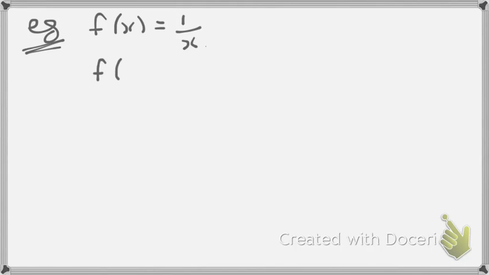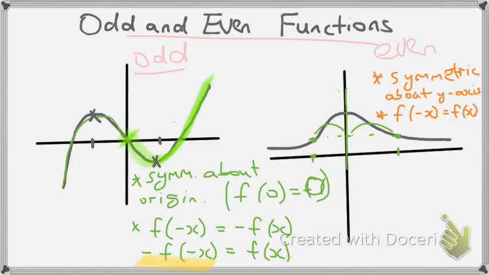So let's just do some examples and let's work out whether they're odd or even. Let's do one that I just spoke about, 1 on x. Because the question says is it odd or even, you don't really know how to approach it. So the way to do it is always just to start with f of minus x, because notice both of the definitions have an f of minus x in them.